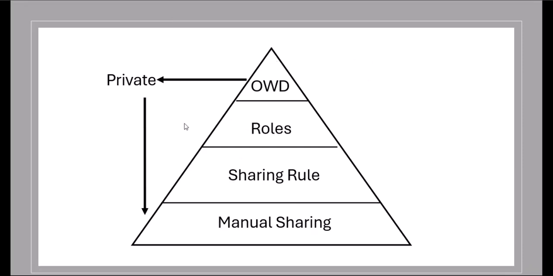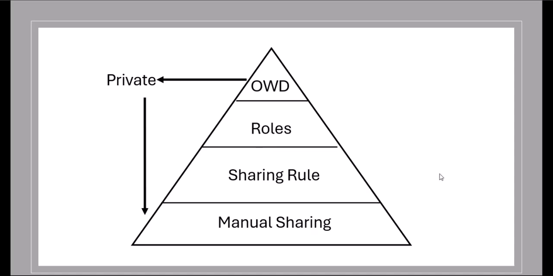Now here is an important thing: when the OWD is private, then only the roles, sharing rules, and manual sharing come into the picture. That means if the OWD is private and we want to change another owner's record, then only these other three mechanisms come into the picture. If the OWD is not private, then these three mechanisms are not useful.